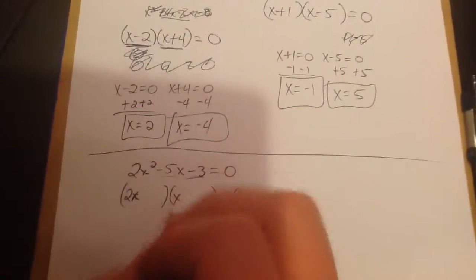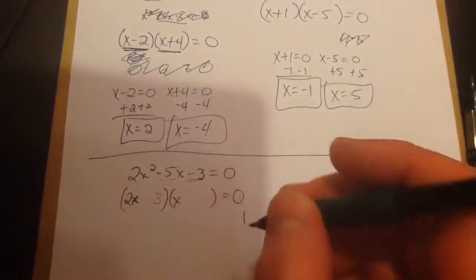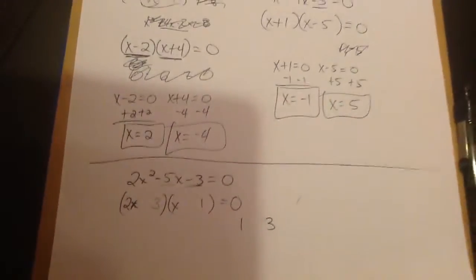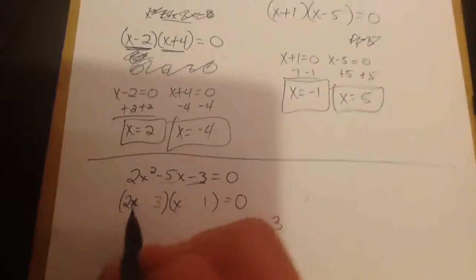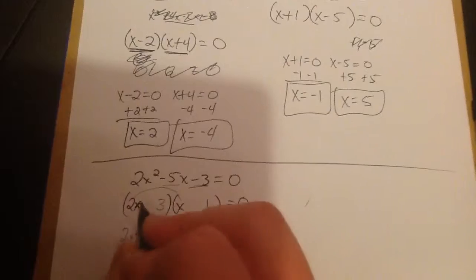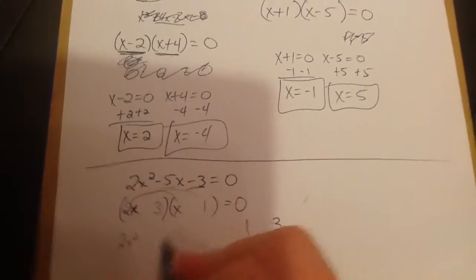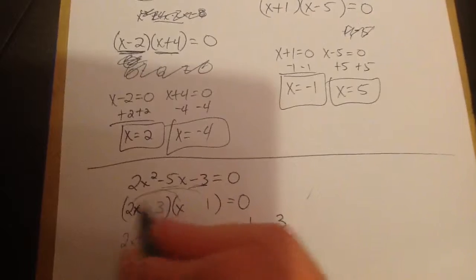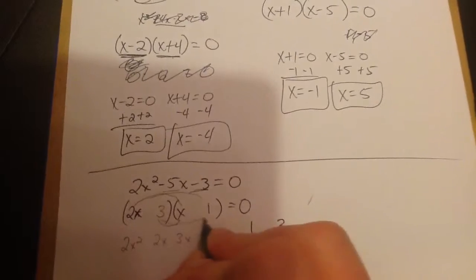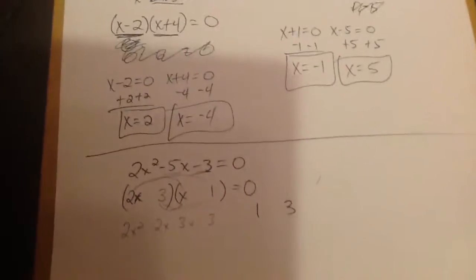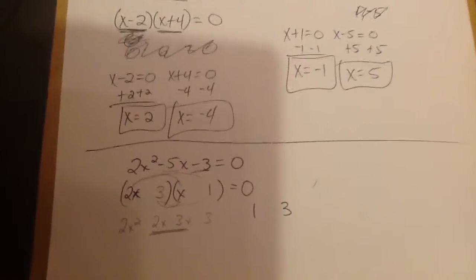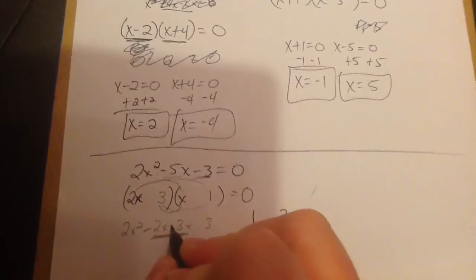So I'm just going to guess, maybe it's 3 here and 1 here. So if now I go, okay, 2x times x is 2x squared. 2x times 1 is 2x. I'm multiplying it back out now to see if I will get 5 right here in the middle. 3 times x is 3x, and 3 times 1 is 3. Is there a way that I can combine those to get negative 5x? Well, the answer here is yes, if these are both negative.